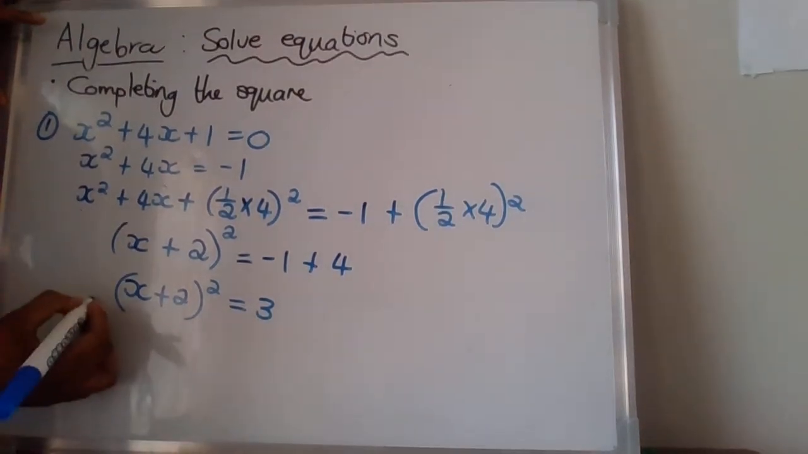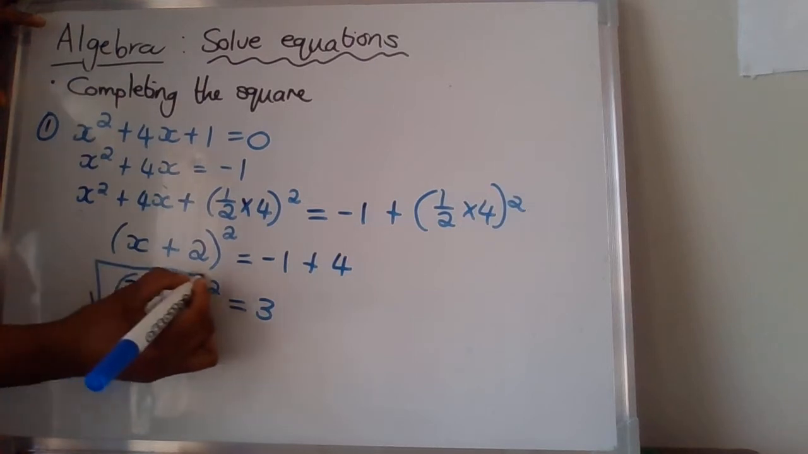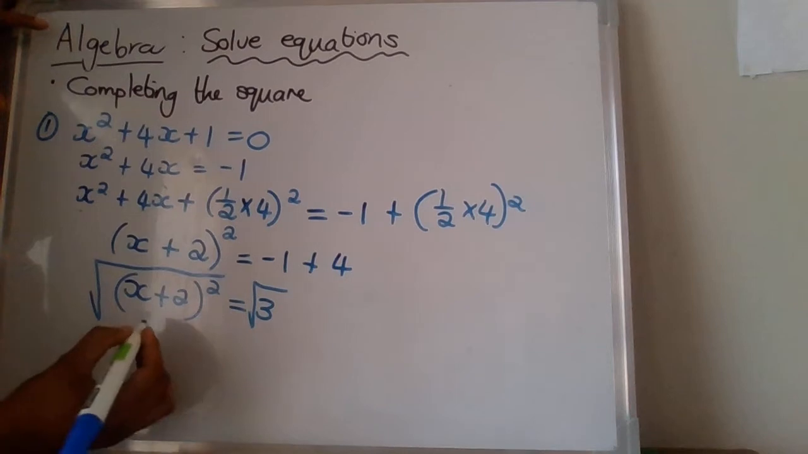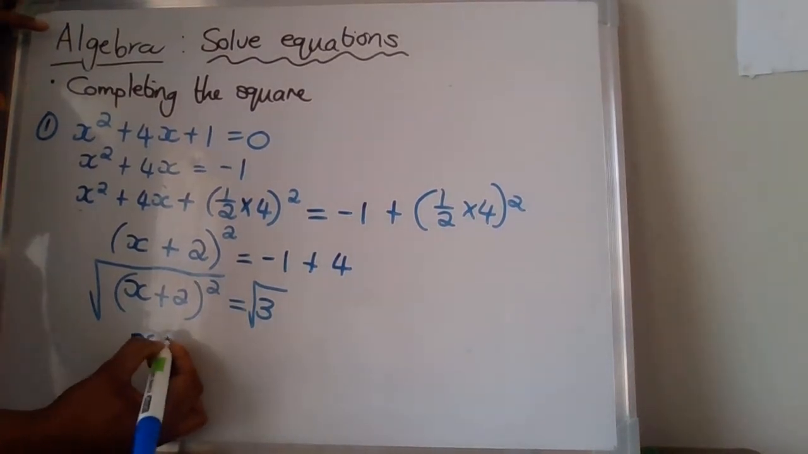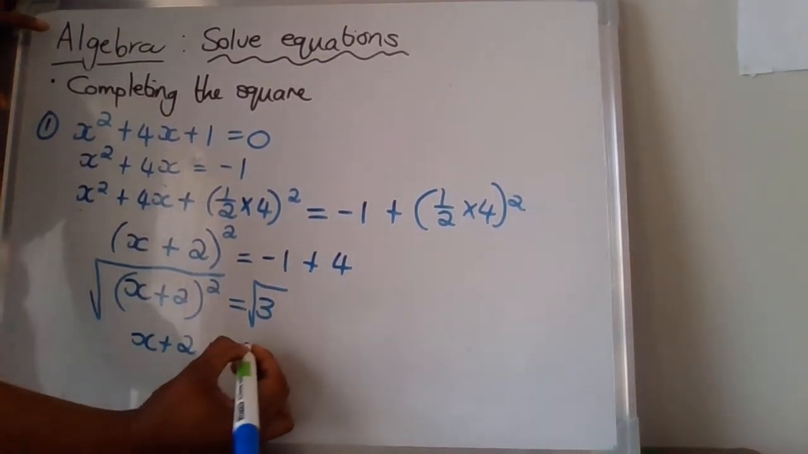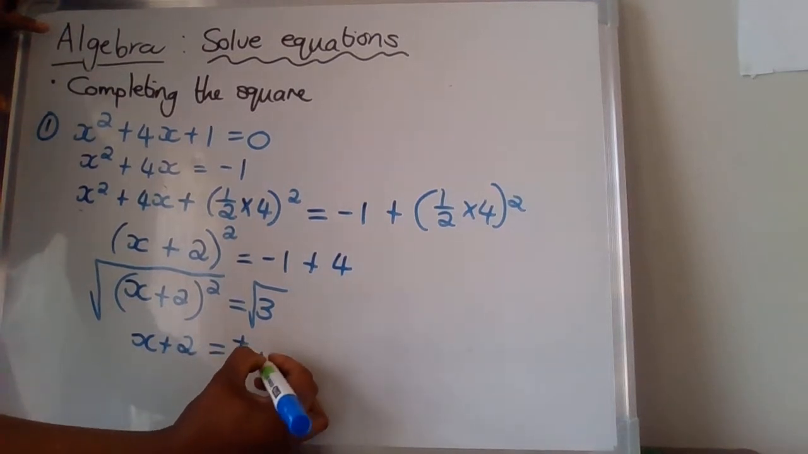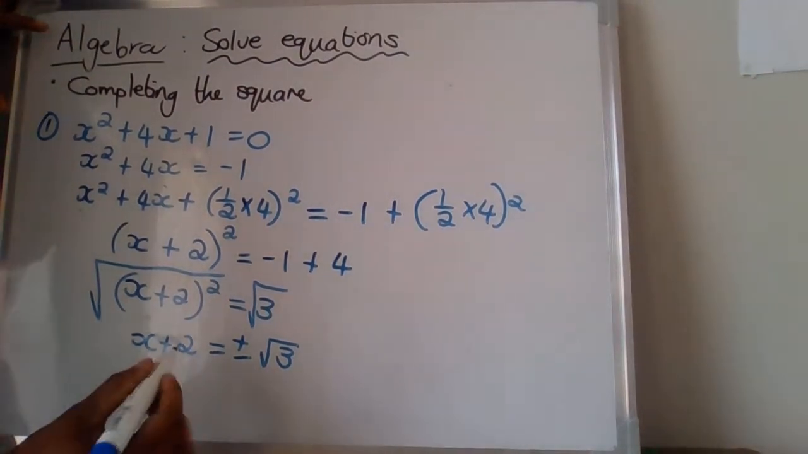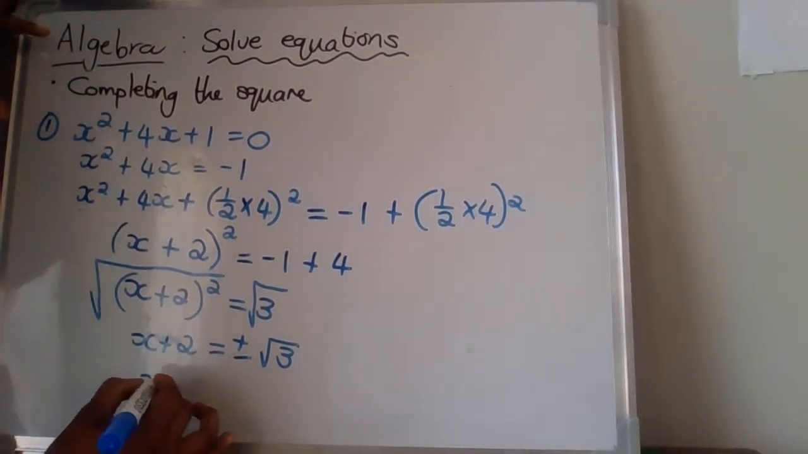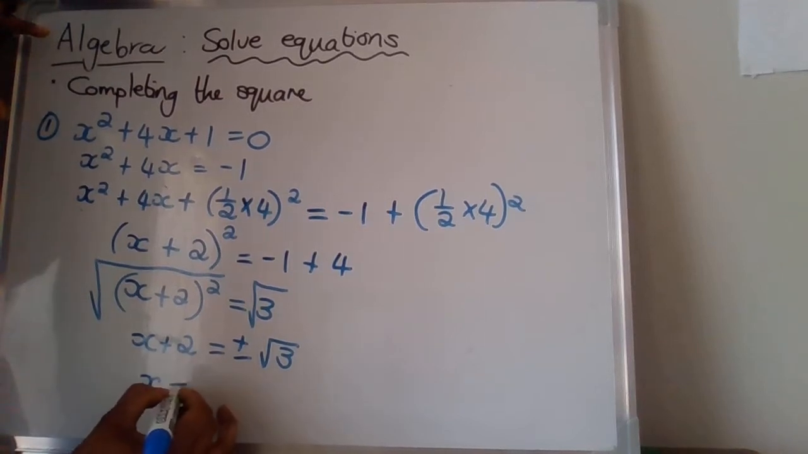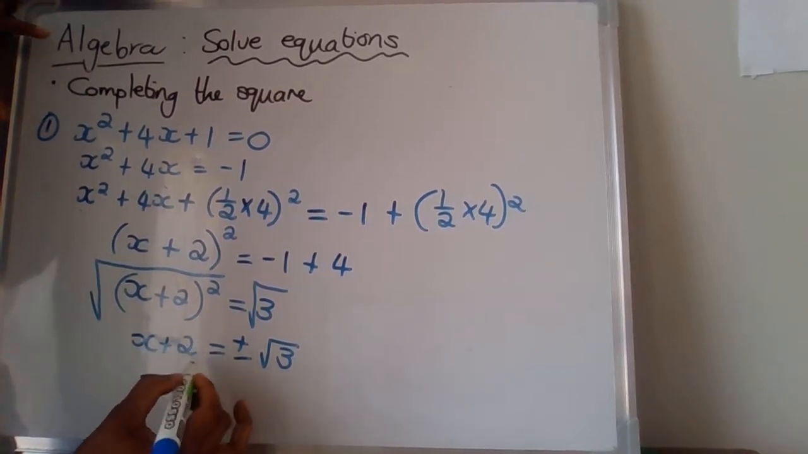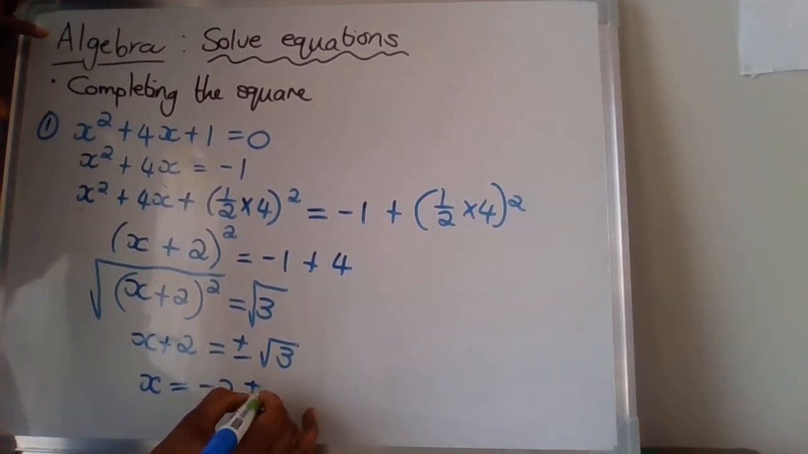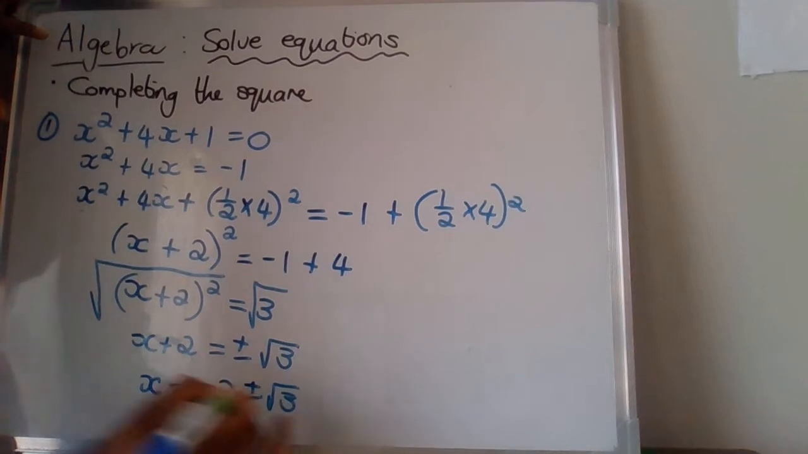Then what do you do? Then you square root both sides. Okay, and when you square root both sides, then you have x plus 2 is equal to plus or minus the square root of 3. Okay, then it's going to be x, because you're solving for x, so x is equal to this 2 here goes over to the right hand side, so it's minus 2 plus or minus root 3.